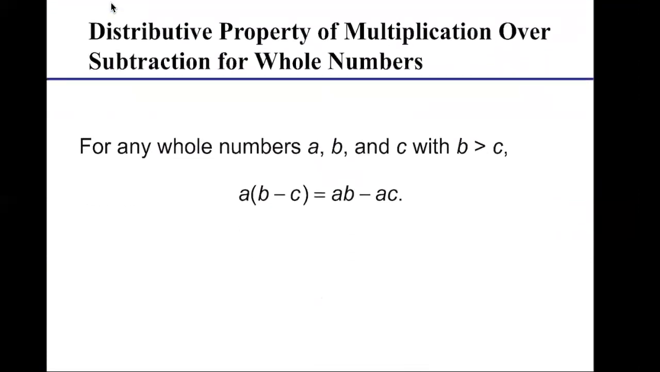This just demonstrates how precise the language we have to be. This is over subtraction. So you don't just get to say distributive property, and you don't just get to say distributive property of multiplication, because you have to tell me if it's over subtraction or over addition.